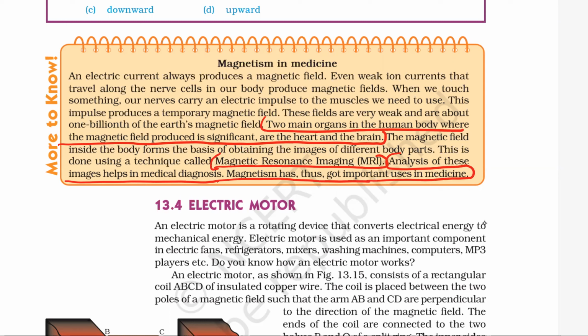So the summary of this is, because of current there is always a magnetic field, and weak current always flows in our body in various body organs. So because of that there is also magnetic field inside our body. The two main organs in the human body where magnetic field is significant are heart and brain. And this magnetic field inside our body can be used to find the internal images of our body. This is called MRI or magnetic resonance imaging. So magnetism has importance or use in medicine also.